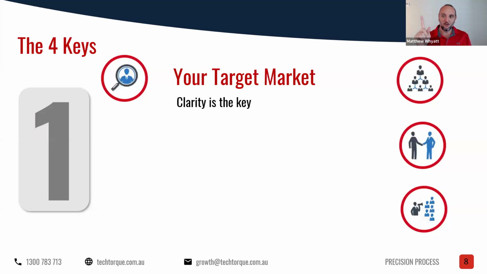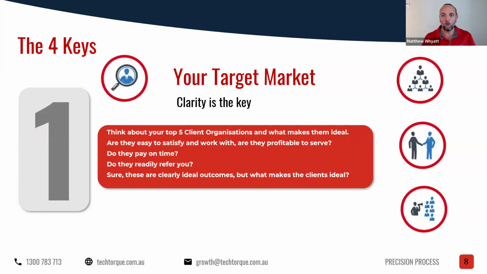So, 4 keys. We're going to talk about the first one, your target market. Clarity is the key. Who do you sell to best? A mate of mine had a business providing outsourced team members for marketing businesses, funnily enough. I would always say to them, well, narrow your field, narrow your market. And marketers are desperately trying not to do that. Same with technology people, they typically go, oh no, we can sell everything to everybody and the whole world is our oyster. And that might be the case.